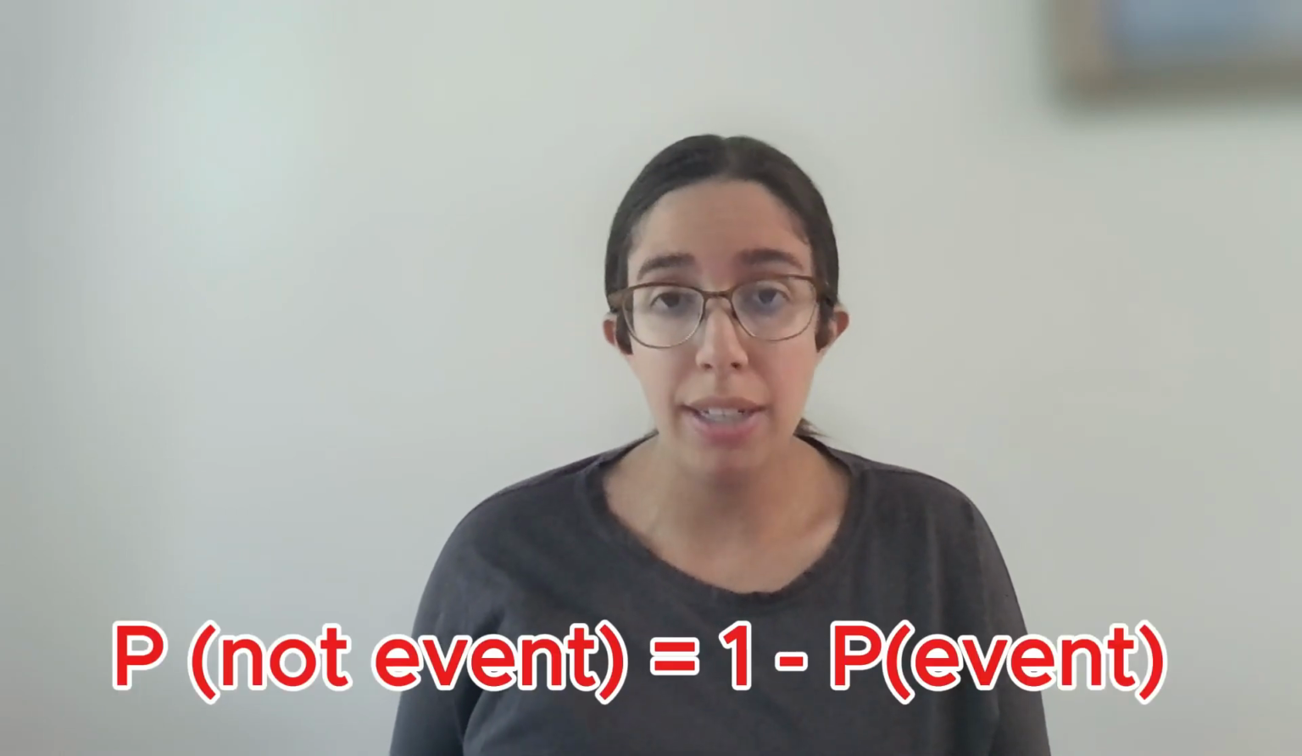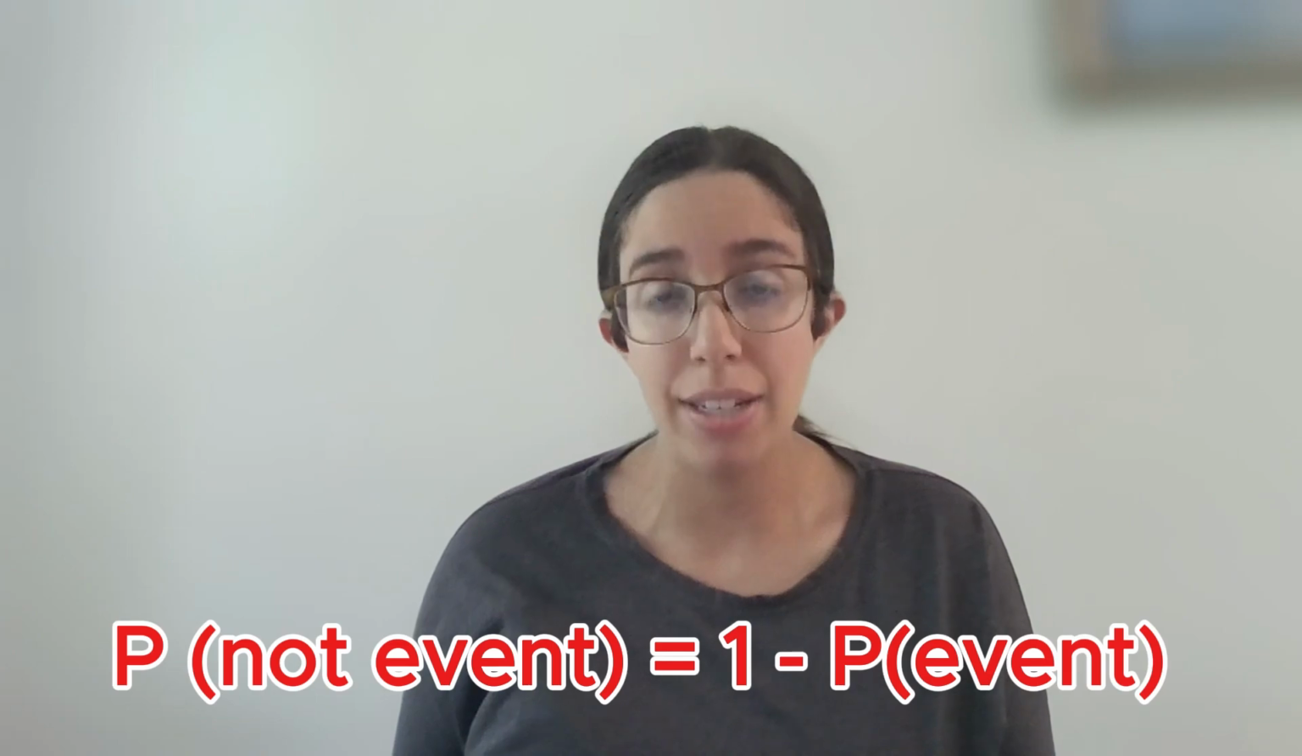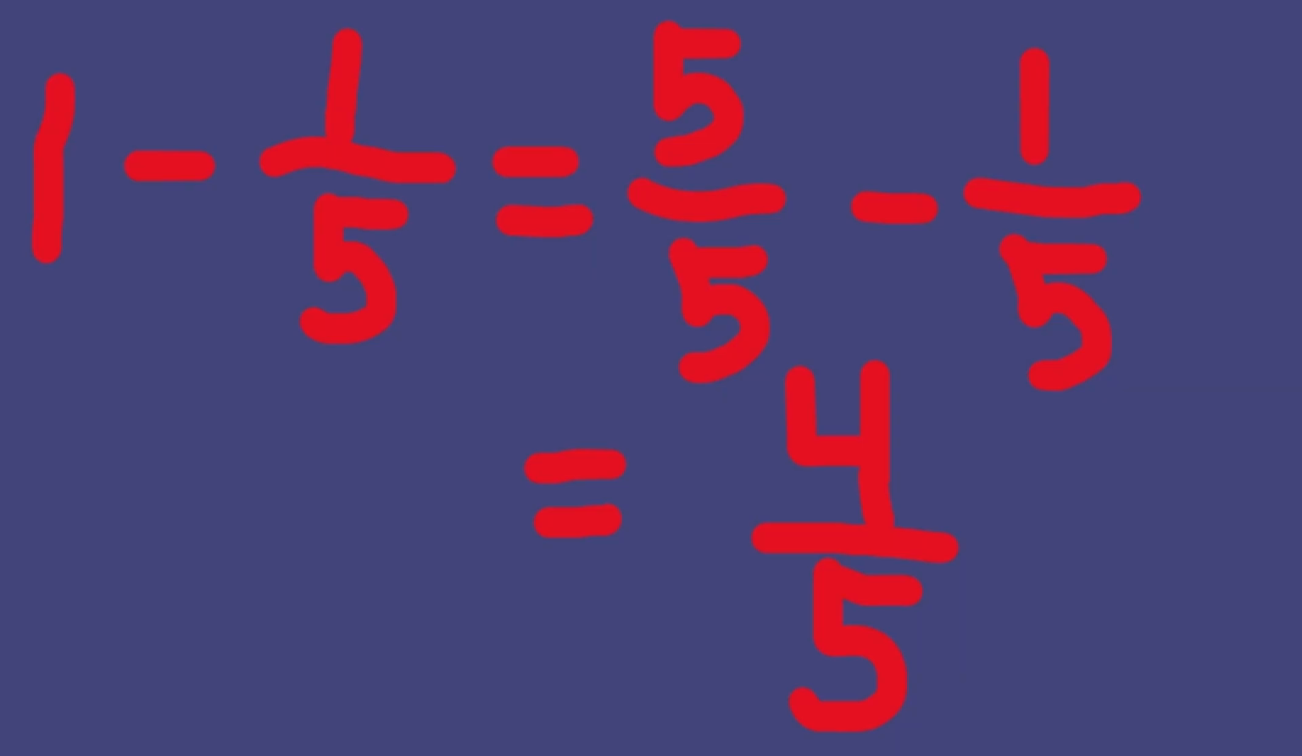Now let's go through the probability of not choosing the car. We can use our formula, which is 1 minus the probability of the event. So 1 minus 1 over 5. Solving this, we will get 4 out of 5. Let's go through 2 more examples to see if you have caught on with theoretical probability.